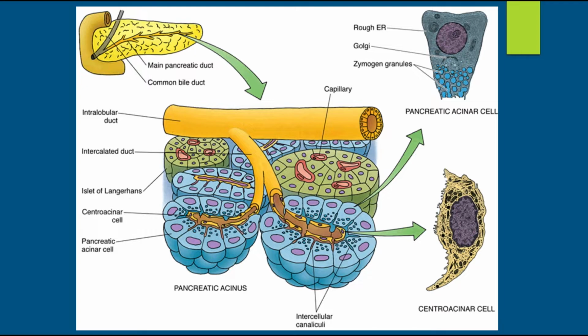The ductal cells, especially the intercalated cells, secrete a large amount of bicarbonate ions in the pancreatic juice, which is drained in the major pancreatic duct. Major pancreatic duct combines with the common bile duct to open into the duodenum through the ampulla of Vater.